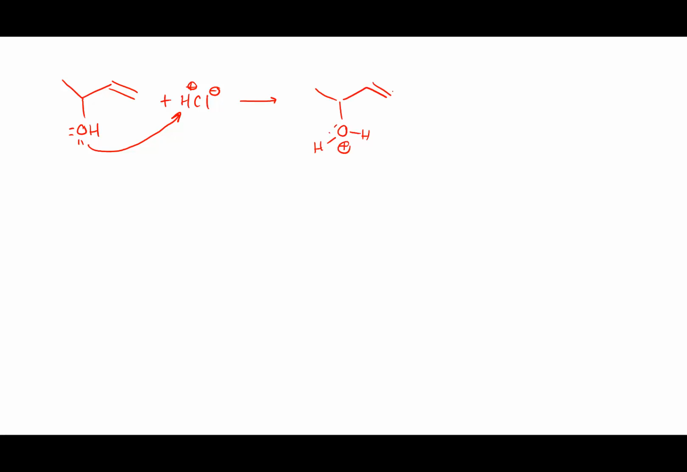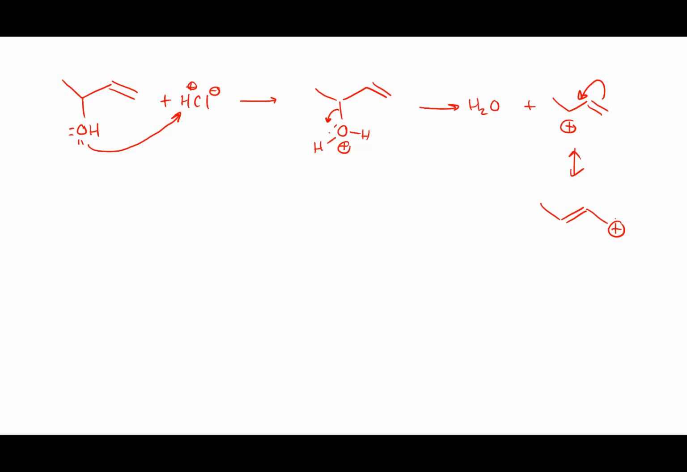And then the next step is to lose the water. So I'm going to form H2O and then this allylic carbocation. Now, being an allylic carbocation, that has resonance structures. To write the resonance structure, I'm going to take this pair of electrons, move it here, so that I end up with the second resonance structure for that.